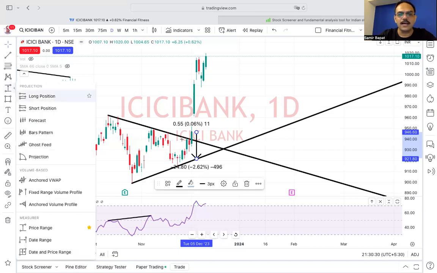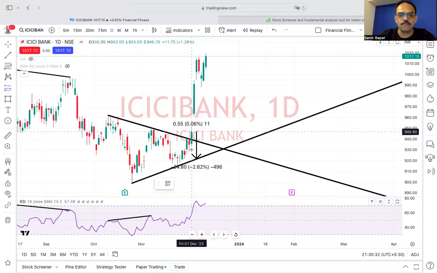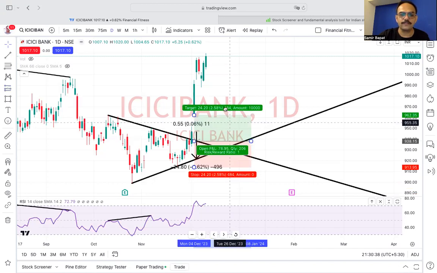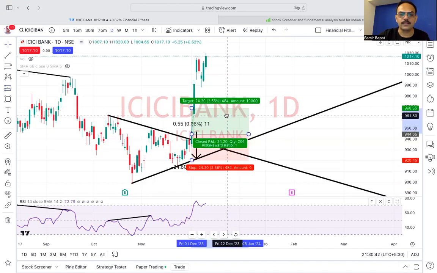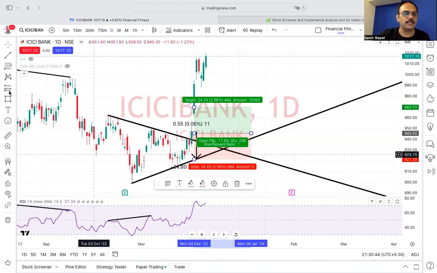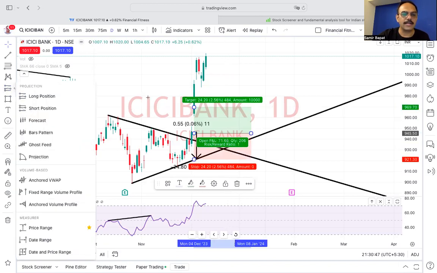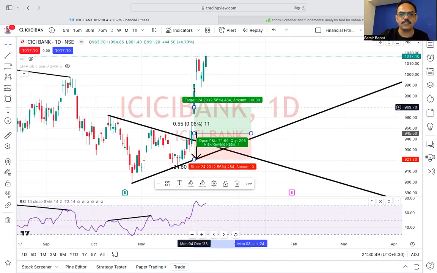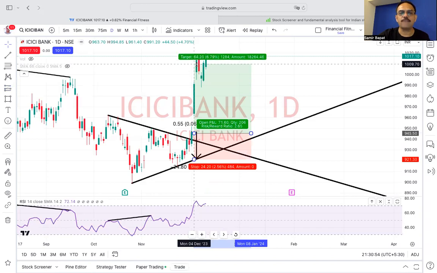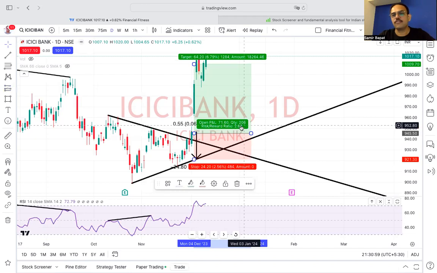Now, with this we have an advantage: we have a risk reward ratio of 1:3. This is the risk, and our target is 63. 63 is here. If we exit here, and we are risking 1,000 rupees, with this trade we'll get almost 3,000 rupees.